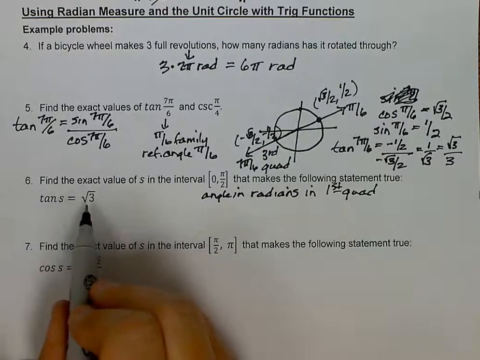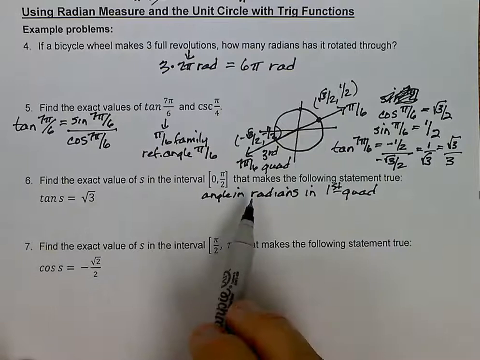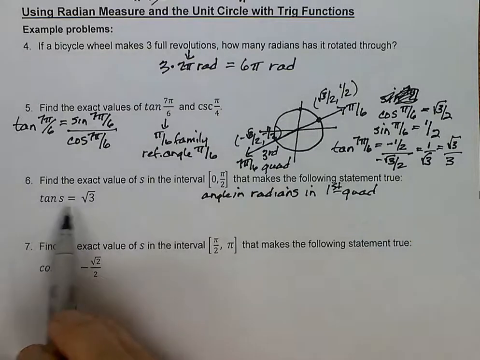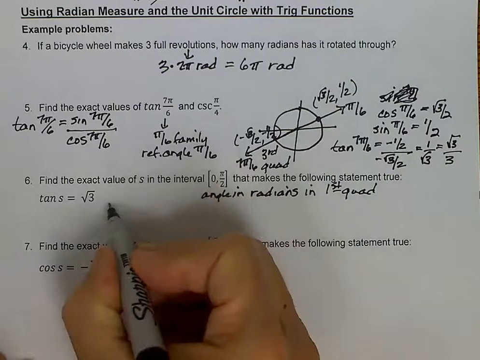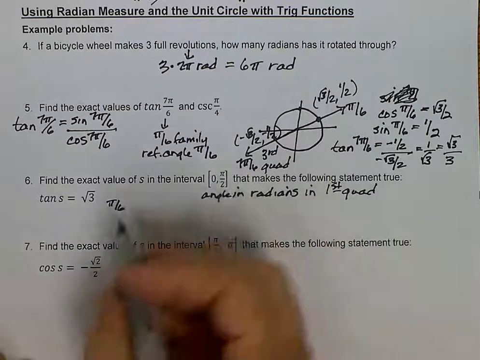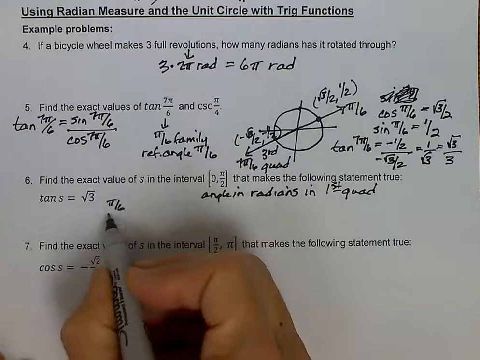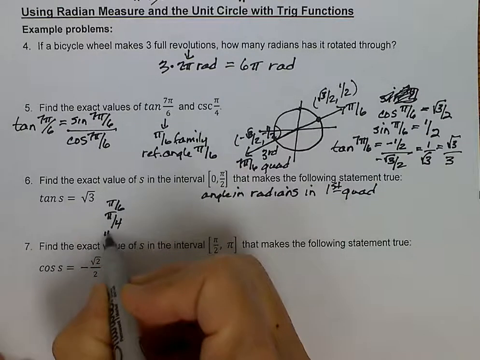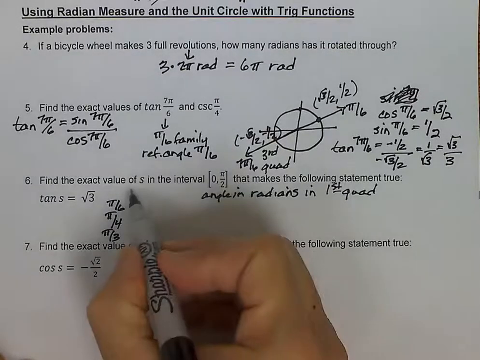Because tangent is sine over cosine, I'm just going to go back and look at some of the special angles in the first quadrant and figure out which one, if I took the sine value over the cosine value, would give me the square root of 3. I'm just going to look at 3 of those special angles because I know it's not 0 or pi over 2. For those ones, the tangent is either 0 or it's undefined. I'm just looking at these 3, pi over 6, pi over 4, and pi over 3.